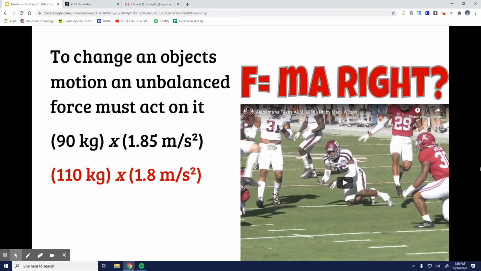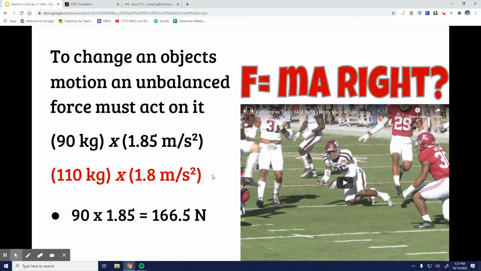In the video we're going to watch, there are two forces, both going in opposite directions. Object number one has a mass of 90 kilograms and an acceleration of 1.85 meters per second squared. Object number two has a mass of 110 kilograms and an acceleration of 1.8 meters per second squared. Which one is a larger force, and which will impose its force on the other? So these two are opposing forces. Which one is going to be greater, and which one is going to overcome the other?